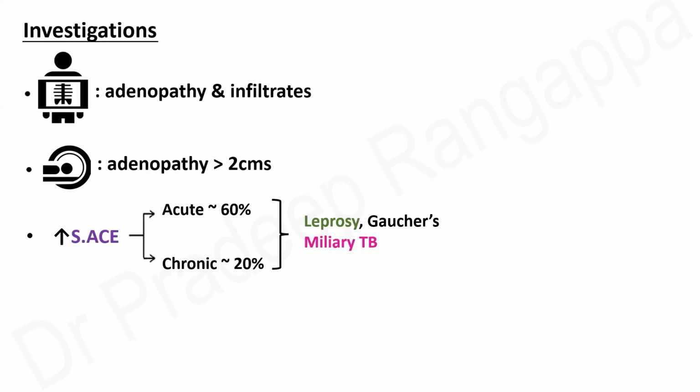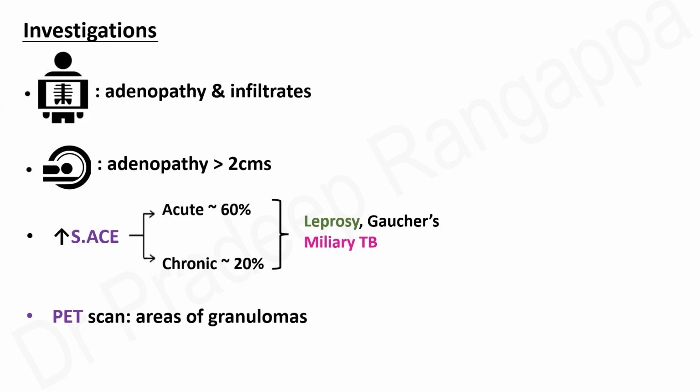But the problem with serum ACE is that ACE levels can be high in any infiltrative disease. So even in tuberculosis, miliary TB, Gauchers, or leprosy, serum ACE levels can be high. And the PET scan or the gallium scan shows areas of granuloma.